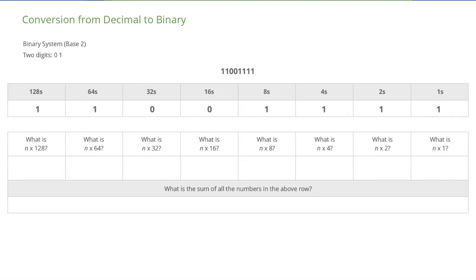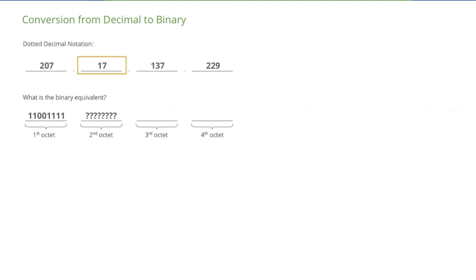To verify our work, we can convert binary back to decimal by adding up the powers of 2 that are turned on. It should add up to 207. Now let's convert the second octet, 17, into a binary number.